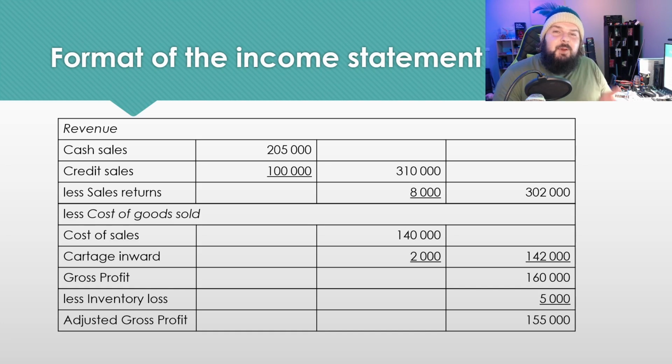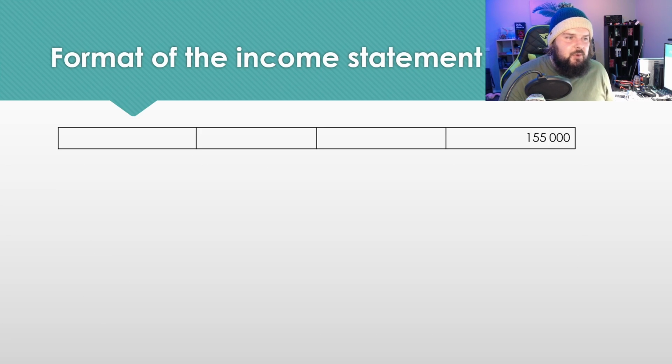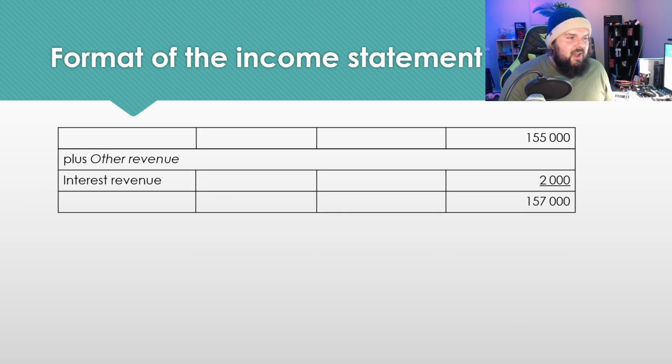Now, here's where we add any other revenues that we might have. Remember, according to our definition, revenues are any inflows of economic benefit or reduction in liability, so any increase in assets or decrease in liabilities that also increases owner's equity. So here we have other revenue. In this case, we've got our interest revenue. Okay? And then we're left with a final figure.